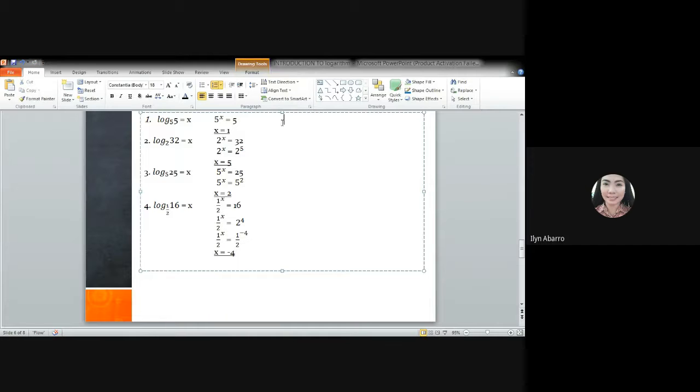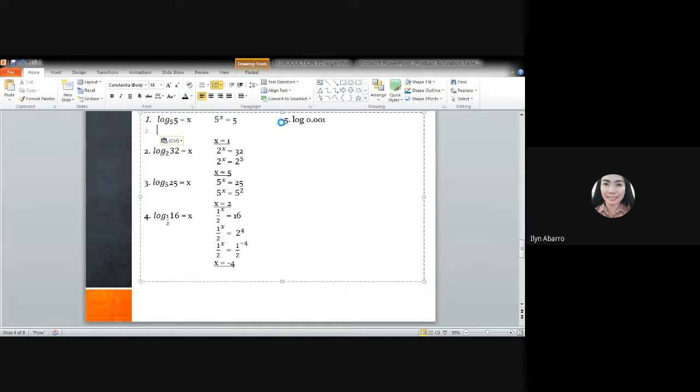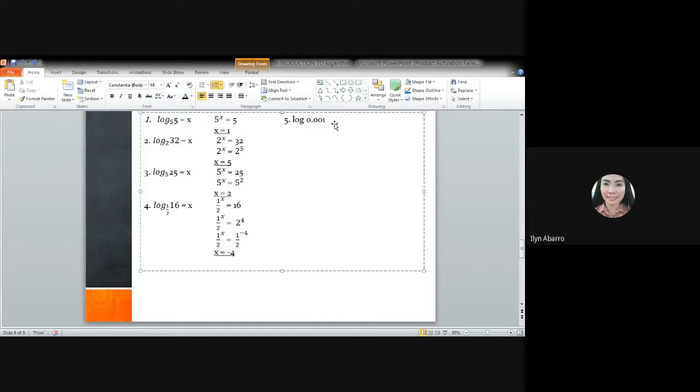Number 5 here. So, we're going to solve the logarithm of 0.001. So, walang nakasulat na base. So, it means that this is in base 10. Okay? So, igawin natin siyang exponential form. So, base 10, of course, hinahanap natin yung exponent na x.